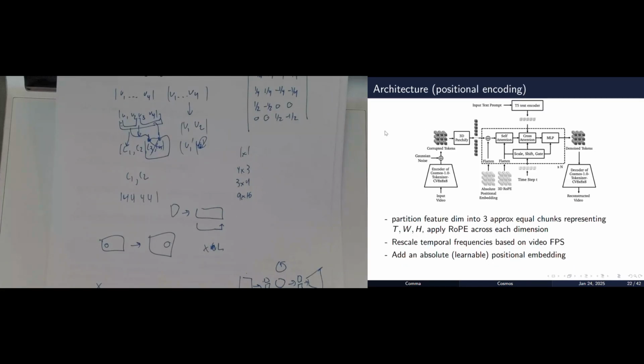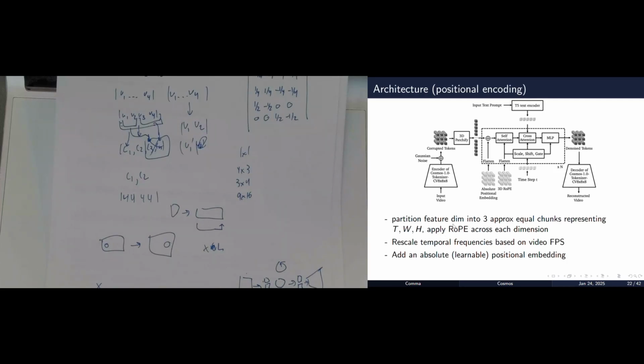Okay. So now we have our patchified image, and we compress again. If that was a little confusing, start at this point: we have a set of tokens that represent our video, and now we're going to apply RoPE across every single dimension.